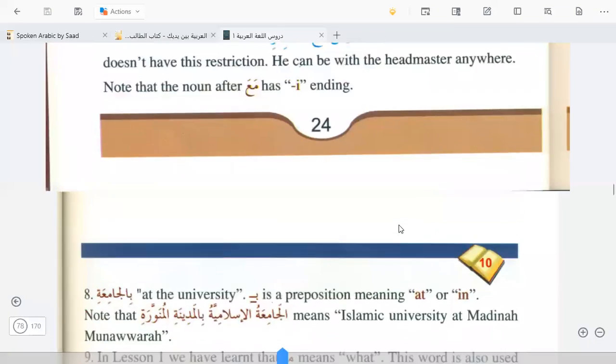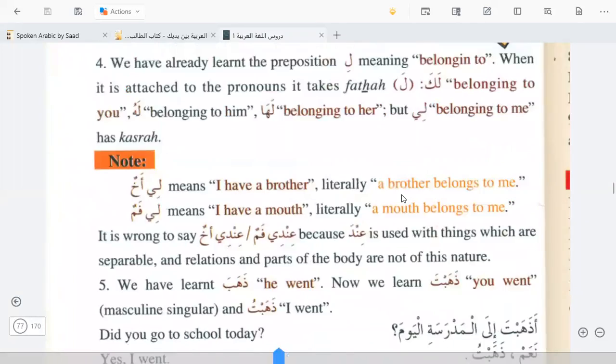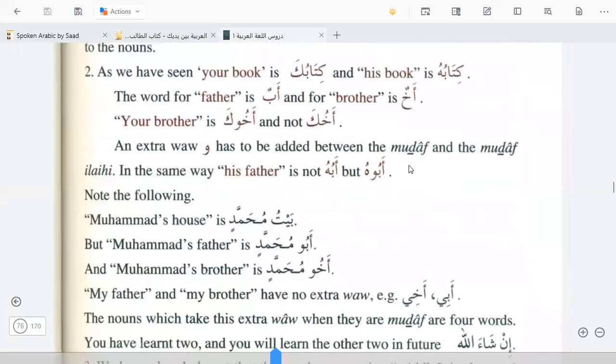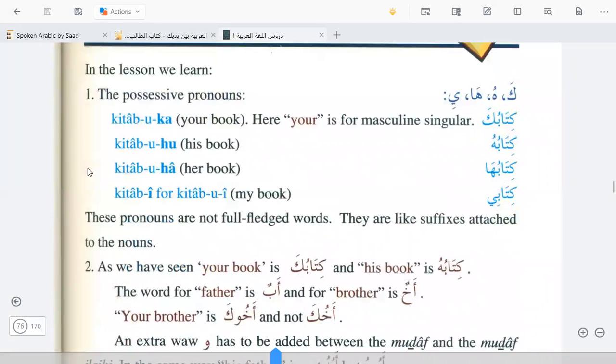Okay, dear student, we learn about zamair, that means pronouns. So we learn the possessive pronouns ka, hu, ha, and he. These examples are kitabuka, your book. Kitabu is book, ka is your. Kitabuka, your book. Kitabuhu, that means his book. Kitabu is a noun, that means book. And hu is a pronoun, that means his.